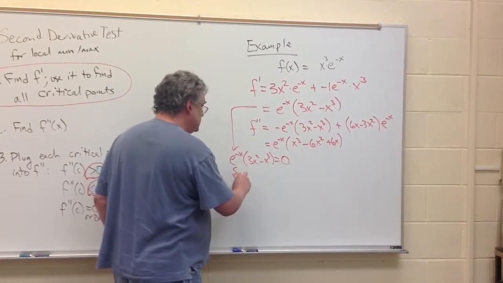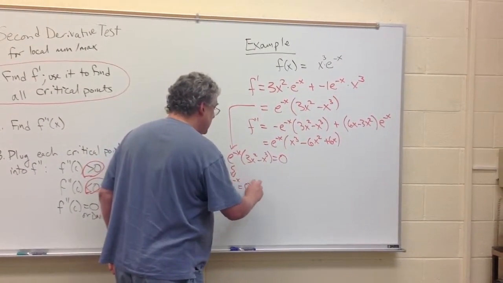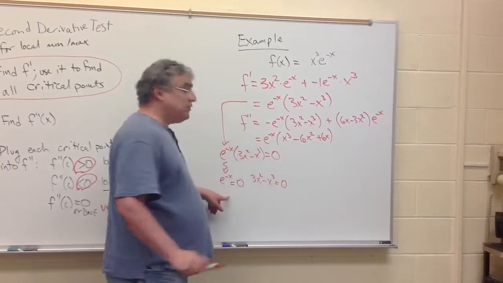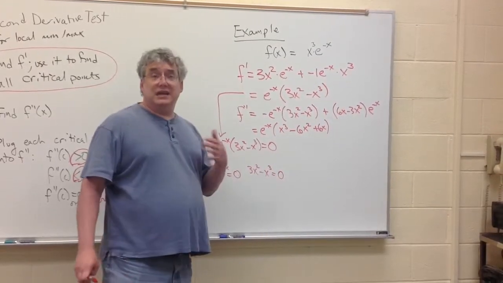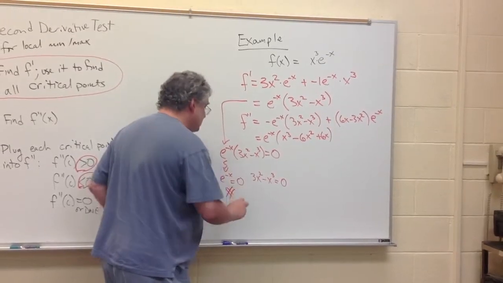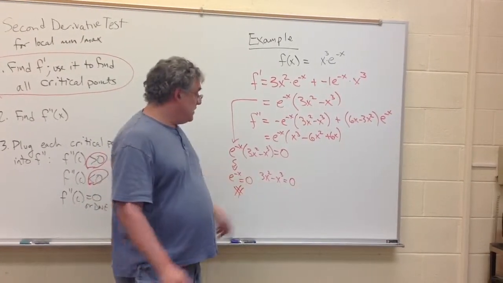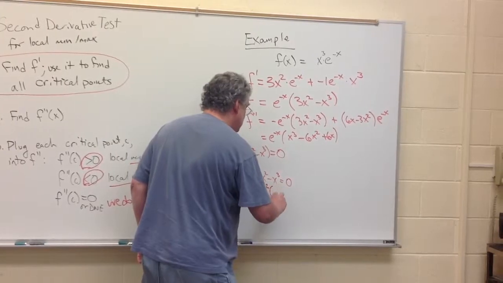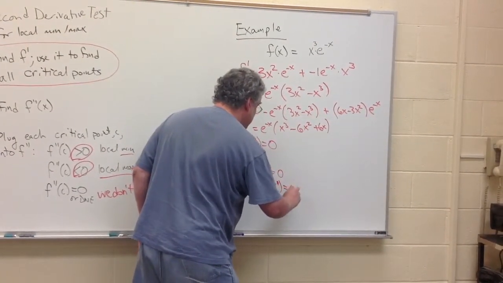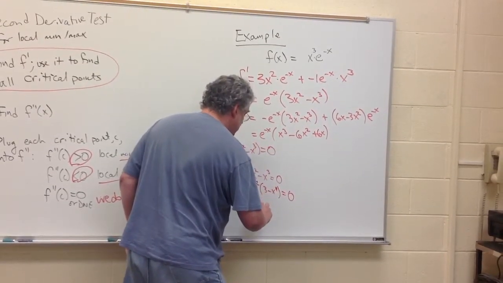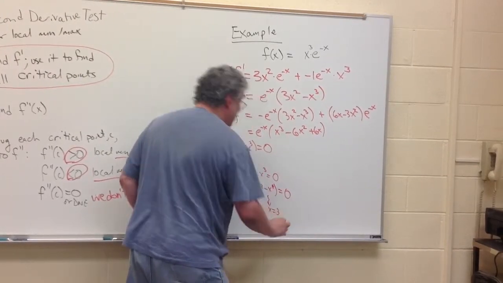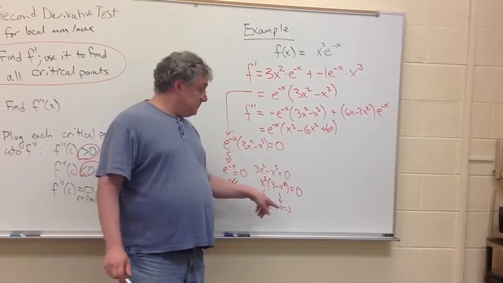That means this first piece could be 0, or the second piece could be 0. This first one, e to the stuff. Remember, e to the stuff is always positive. Never 0. That's a false answer. Or rather, there's no solution in there. What about this one? I can factor x squared, 3 minus x is 0. What do I get? x could be 0, or x could equal 3. Those are the two spots.